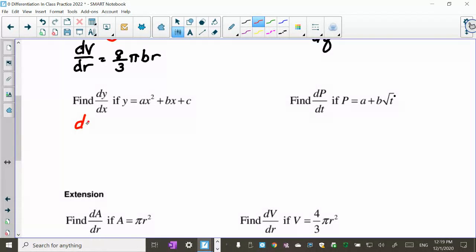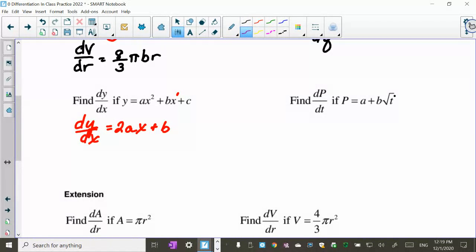So when I do dy dx, this is just like you're used to the normal. I'm going to bring the 2 out front, so it'd be a 2a, because a is my constant, x to the first power plus x to the first times b, and that'll go to 0, and the derivative of the constant is 0. So that is the derivative of y with respect to x.